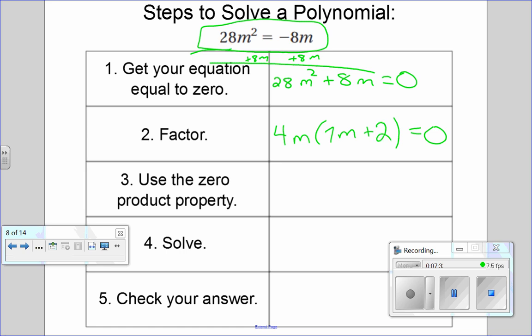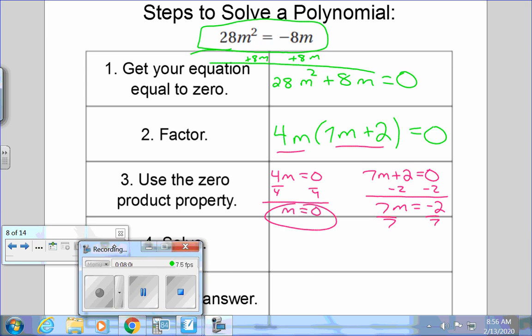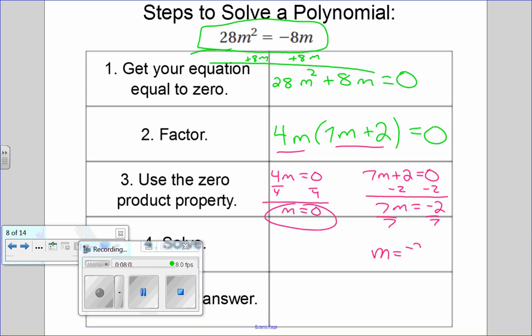Good. And now I use the zero product property to finish this. I'm going to set both of these factors equal to 0. 4m is going to be equal to 0, and 7m plus 2 is going to be equal to 0. If I divide both sides by 4, m equals 0 is my first solution. And if I subtract 2 first, and then divide by 7, my other solution is a fraction, negative 2/7.